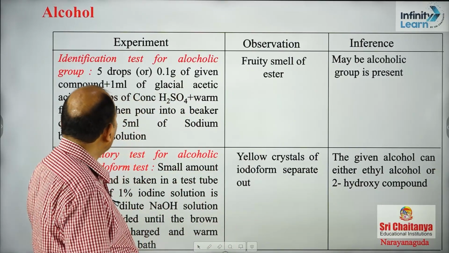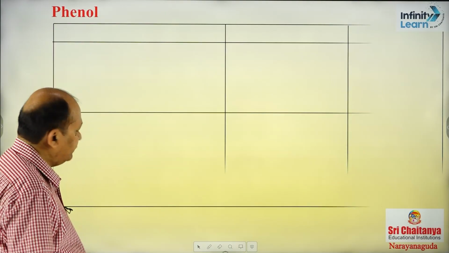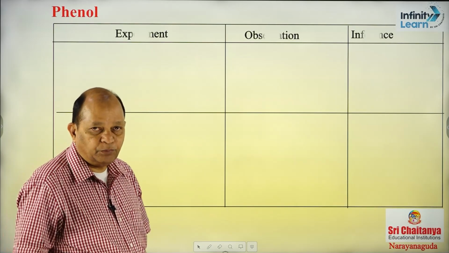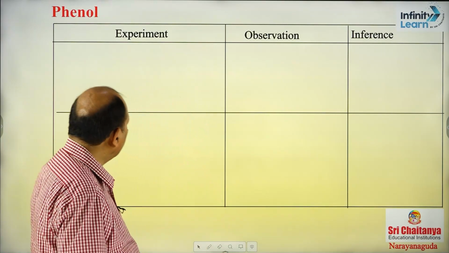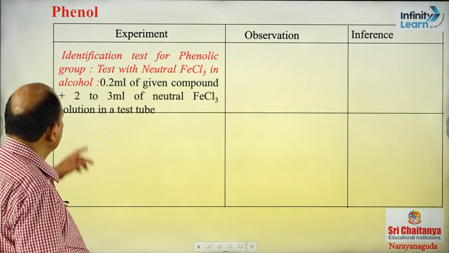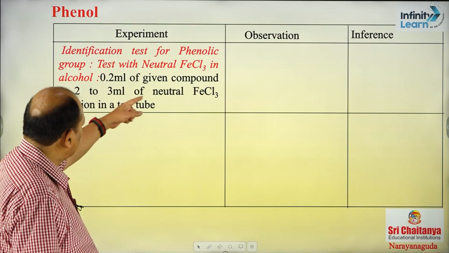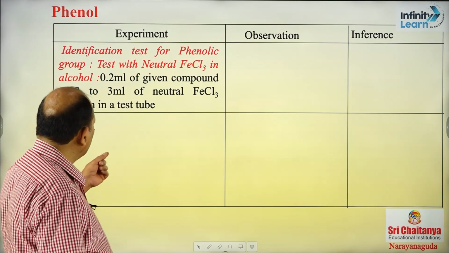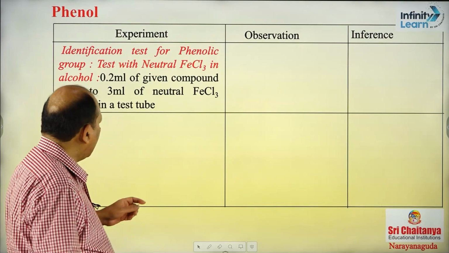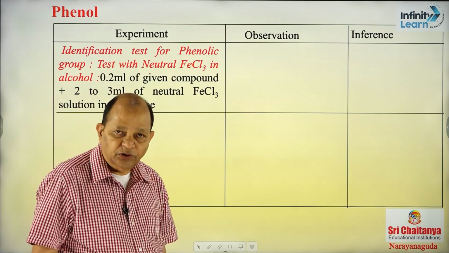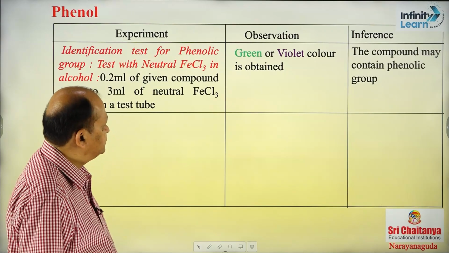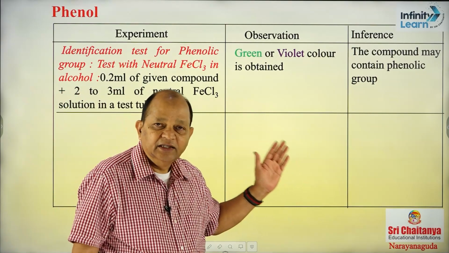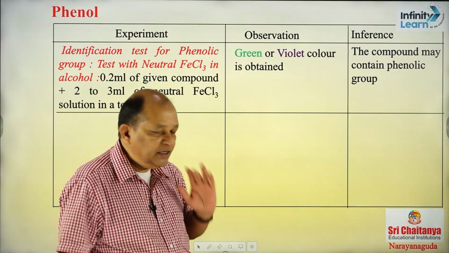Next, you have the phenolic functional group. It may not be phenol itself, but a phenolic compound, such as chlorophenol or nitrophenol. The first test is the test with neutral ferric chloride. You take a little amount of the given compound and add a little neutral ferric chloride solution to it, and you will get either a green or violet color. So, we can say that the given compound may be phenolic in nature.